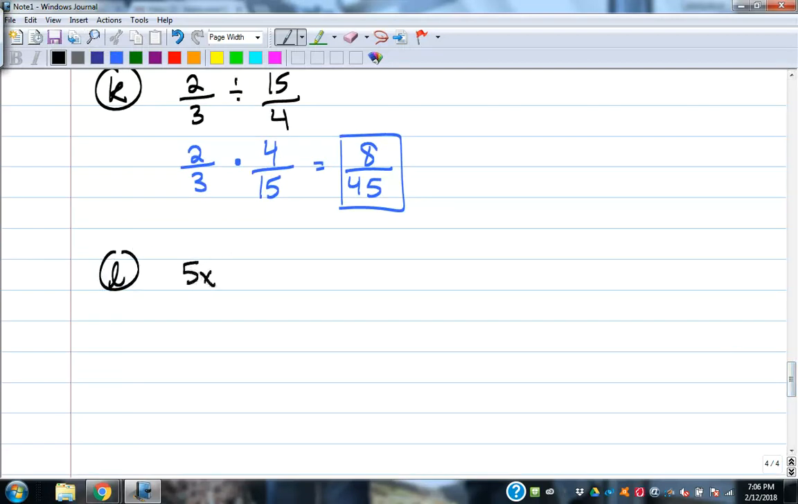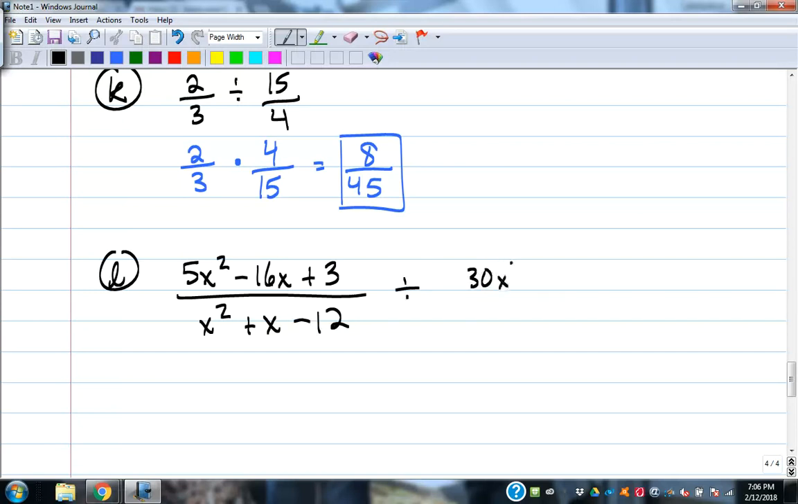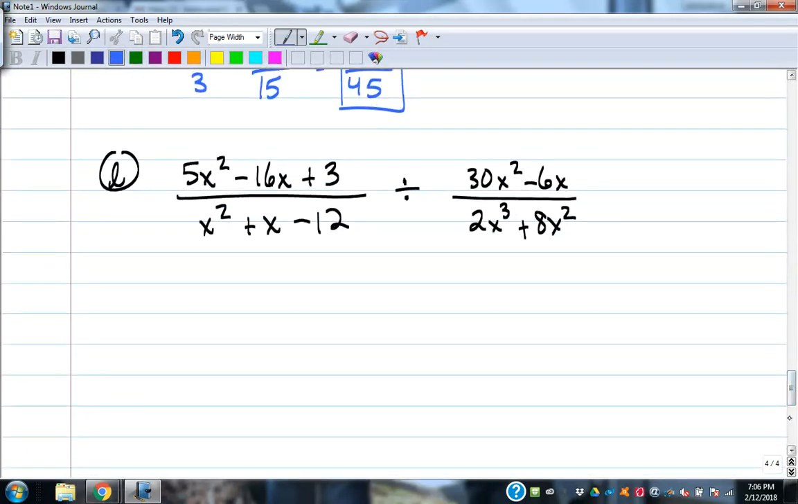So we had 5x squared minus 16x plus 3 over x squared plus x minus 12, divided by 30x squared minus 6x over 2x cubed plus 8x squared. All right.